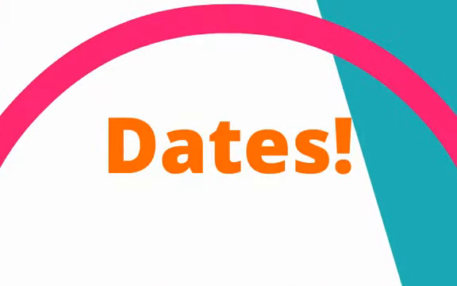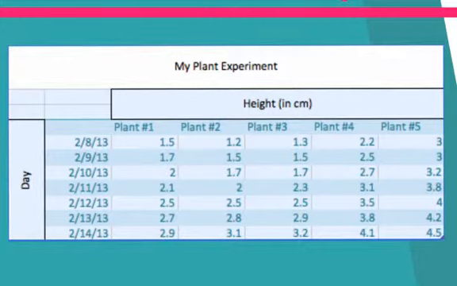Let's look at an example. The title is My Plant Experiment. The independent variable is the height of the plant in centimeters. The recorded data is underneath each manipulated plant, and the appropriate dates are in the column to the left.